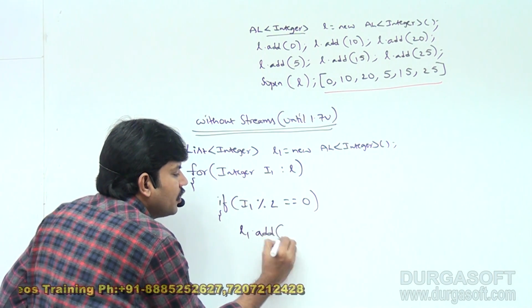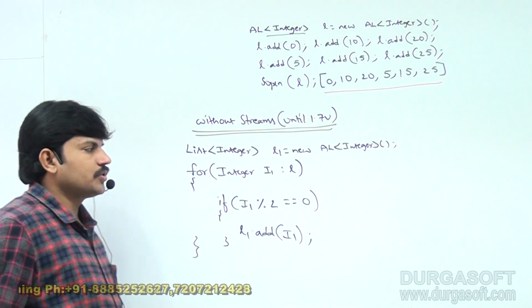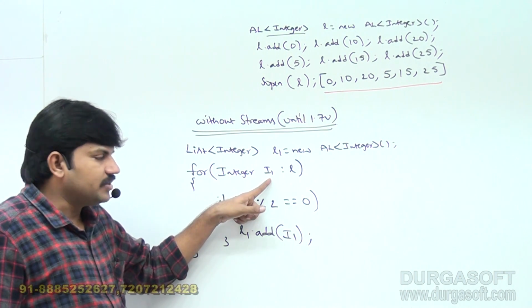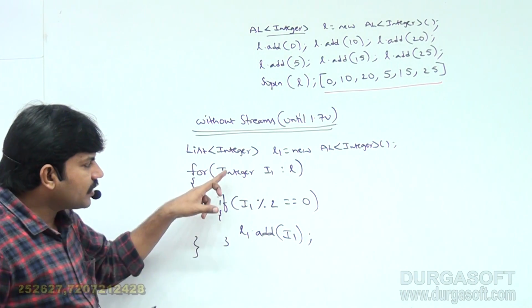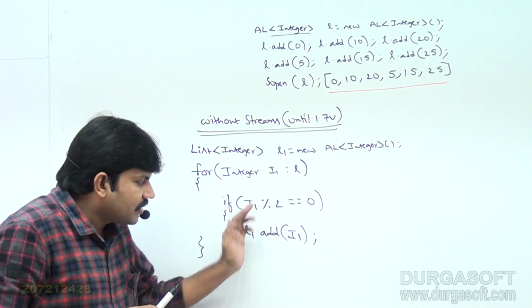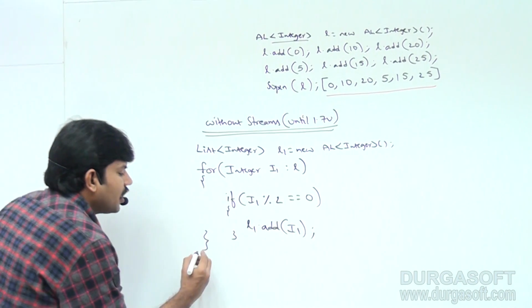L1.add(i1). Are you getting that? So observe the coding. For every integer present in the main list, if that integer is an even number, can you please add it to the newly created list?